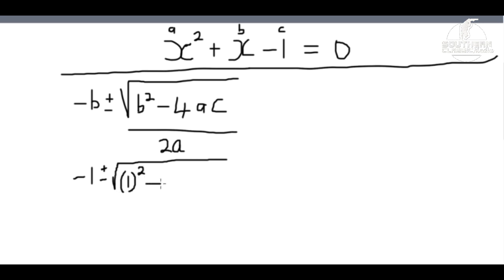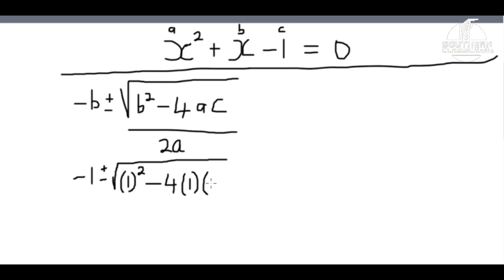Squared minus 4. What is our A? Our A is x squared, meaning this is 1. The x represents 1. So our 1 will be in brackets, which symbolizes multiplication.